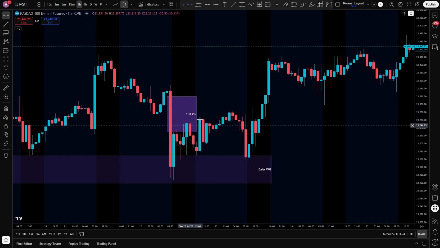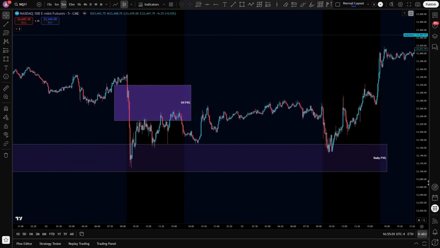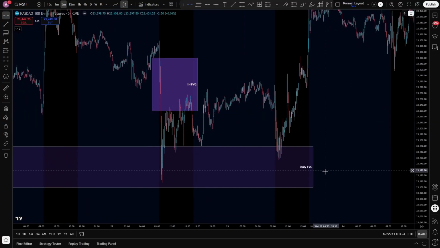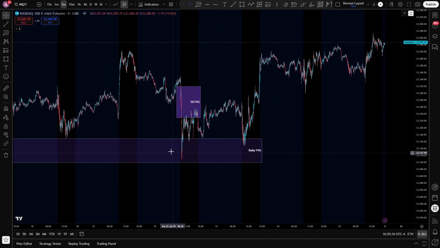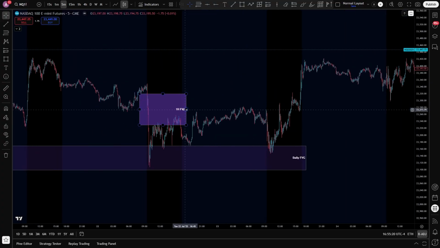So now if you're trading in here, let's say you're trading on the 5 minute, which one is going to be more important? The daily one on the bottom. Exactly. So you tap into it. If you tap into the daily fair value gap and you leave behind that 1 hour fair value gap, the 1 hour can be used as resistance.